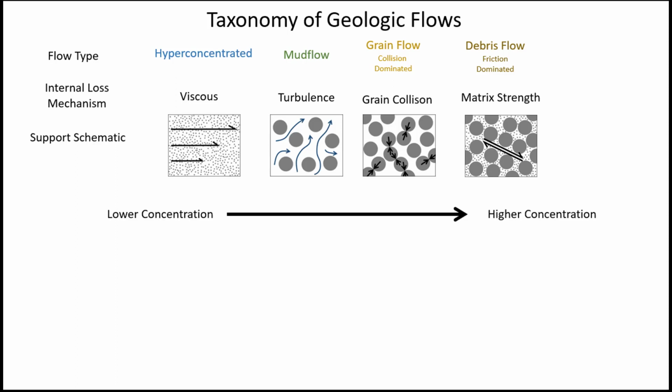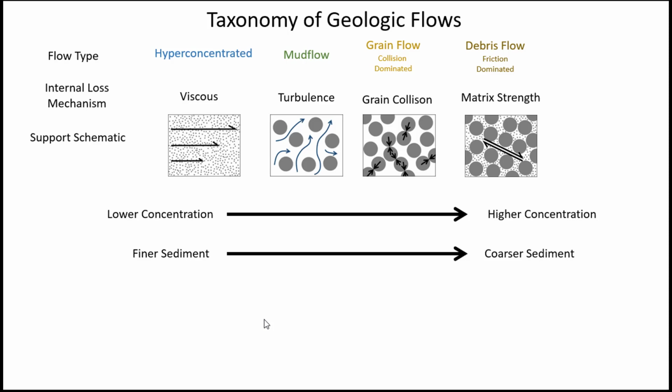All right, so the basic idea here is that you go from low concentration to high concentration. As you get higher concentration, you move from hyperconcentrated to mud flow to grain flow to debris flow or geotechnical. The problem is that this is not monoaxial. And so the issue is you can't just go in and say, okay, this is 15%, and this transition is 30%, and this transition is 50%, because it also kind of goes from finer to coarser.